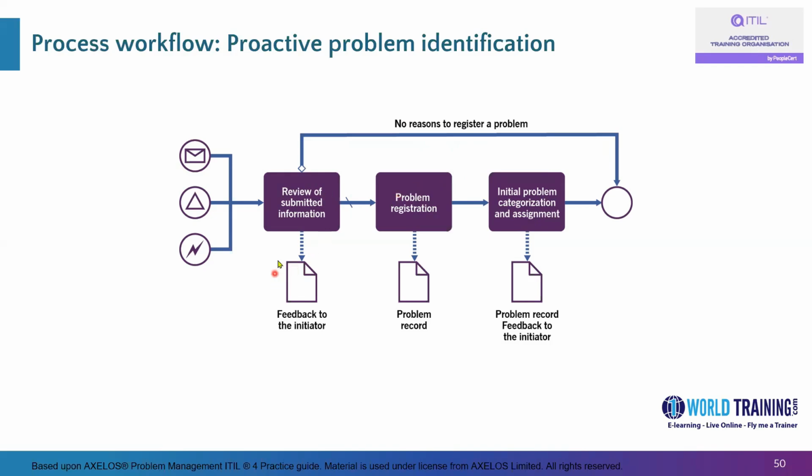And also look at the information that is coming out of each activity. When the information is reviewed, feedback can be given there itself to the initiator. If they are an internal initiator rather than external, they would like to know what is going to happen with their input. Then the problem record is created. And then at the end, there is feedback to the initiator that yes, their problem was registered and assigned, unless they are an external initiator, in which case they would not be made aware of it.